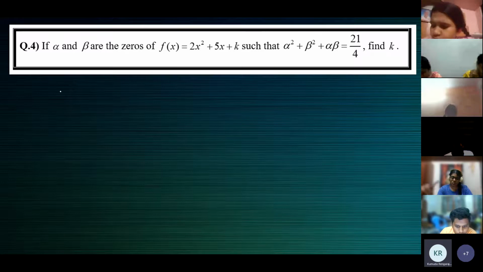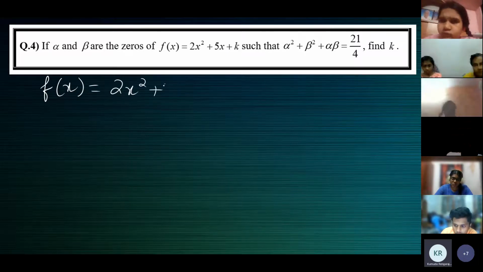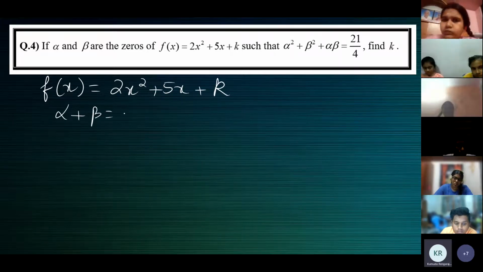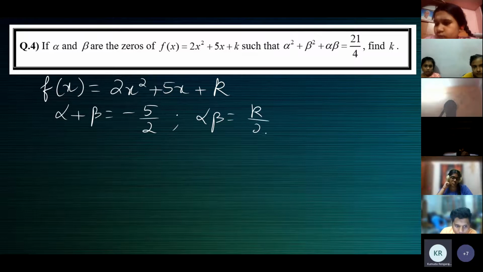Whenever you have a question like this, don't write anything yet. We have the quadratic polynomial 2x square plus 5x plus k. The first thing you'll have to do is find the value of alpha plus beta. Minus b by a, so minus 5 by 2. What is the value of alpha beta? c by a, so k by 2.